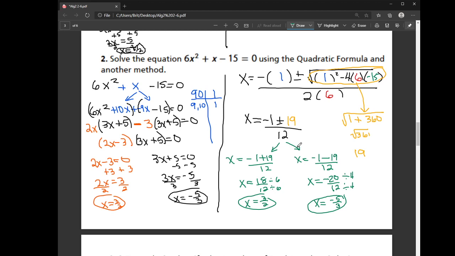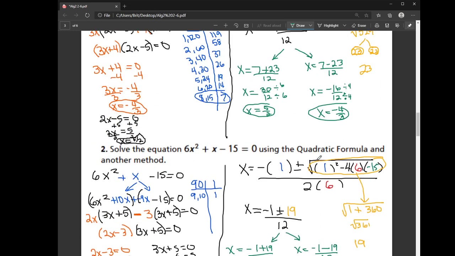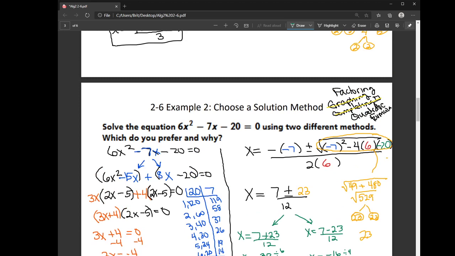So on this, it was about as much work for both of them, although having this be a perfect square for my discriminant was really nice. Alrighty, so that is picking a method. Until next time.